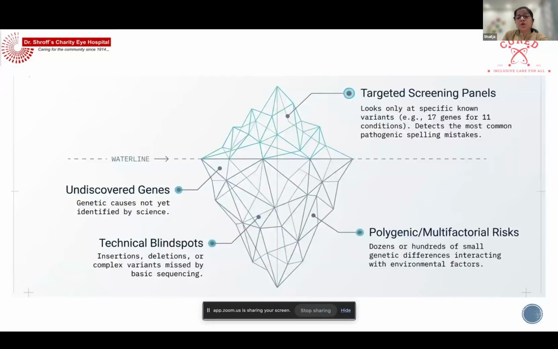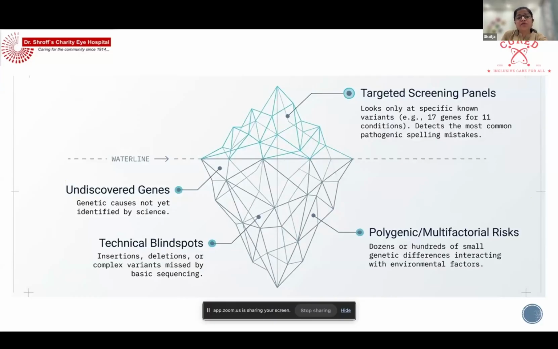So what we really know is that there are a lot of things in genetic testing. What we know is really the tip of the iceberg. There could be undiscovered genes which are lying under the surface. There are technical blind spots. Also, some of the diseases can be polygenic or have multifactorial risk factors, in which simple sequencing will not be able to detect the cause of the disease.